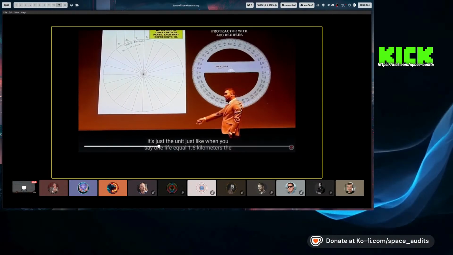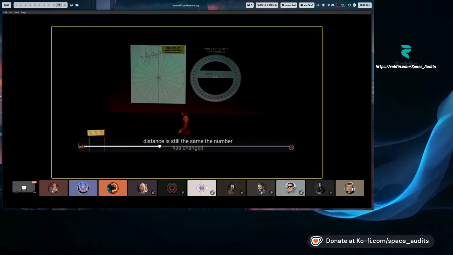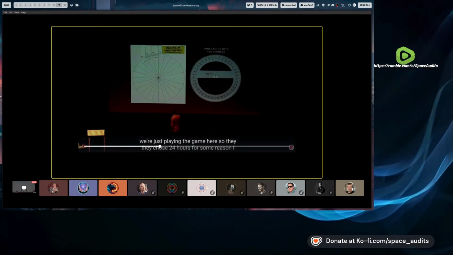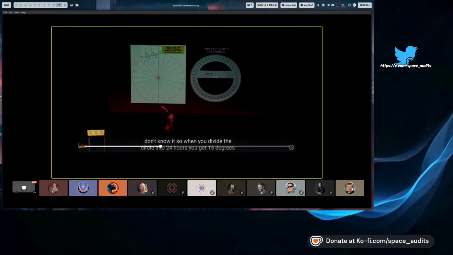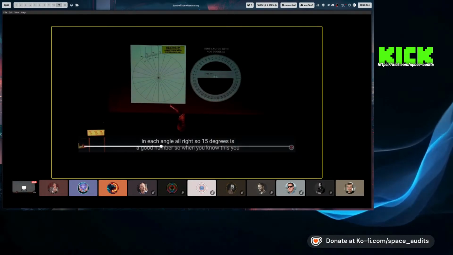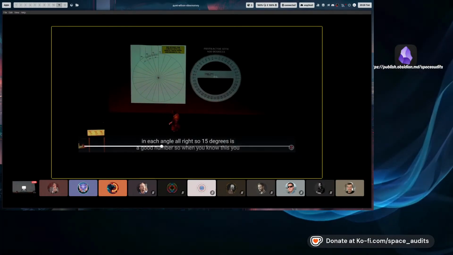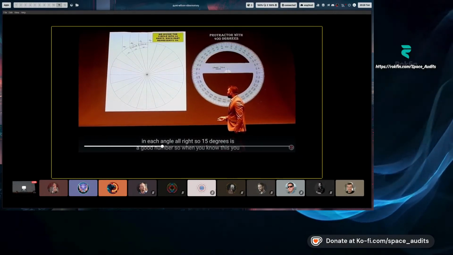Just like when you say 1 mile equals 1.6 kilometers. The distance is still the same. The number has changed. We're just playing a game here. So they chose 24 hours for some reason. I don't know why. So when you divide the circle into 24 hours, you get 15 degrees in each angle, all right? So 15 degrees is a good number. So when you know this, you have to do something else.